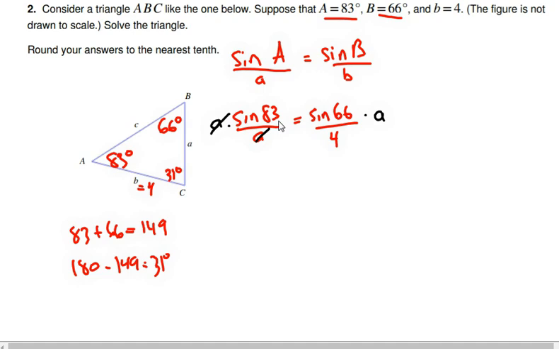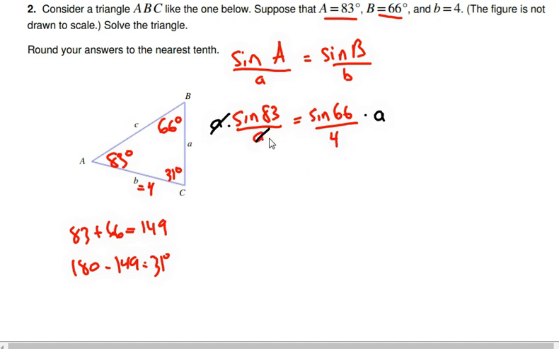These problems, by the way, are all situations right now where we're missing a side. In the next lesson, we'll talk about what to do when you are missing an angle. And it's really the same exact setup. It's just that there's a special case that you've got to deal with that crops up every now and then.